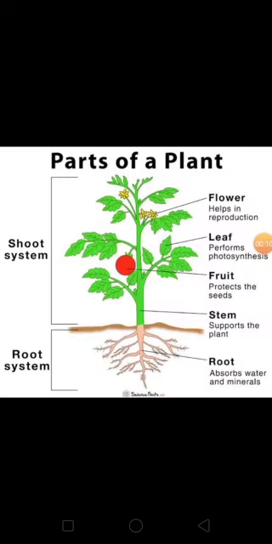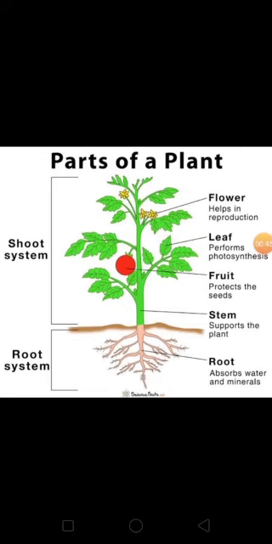Parts of a plant. Students, look at this picture. You will observe two main parts in the plant: root system and shoot system. The part which remains under the ground is called root system, and the part that grows above the ground is called shoot system. Below the soil we have roots, and above the soil we have main stem, branch, leaf, flower and fruits. Plants have different parts and each part has a different role to play, like flower.